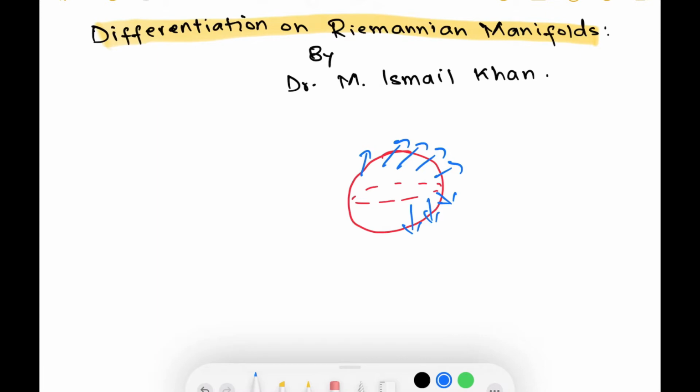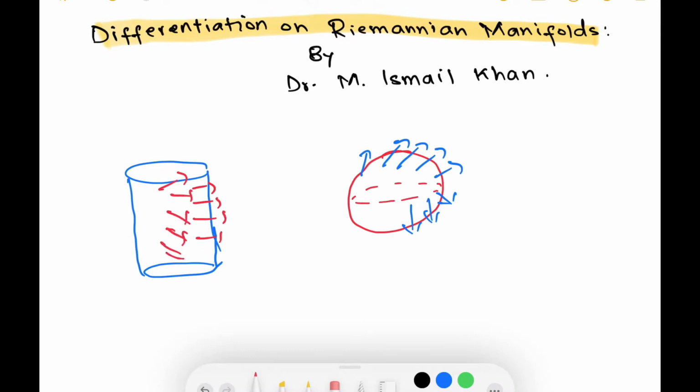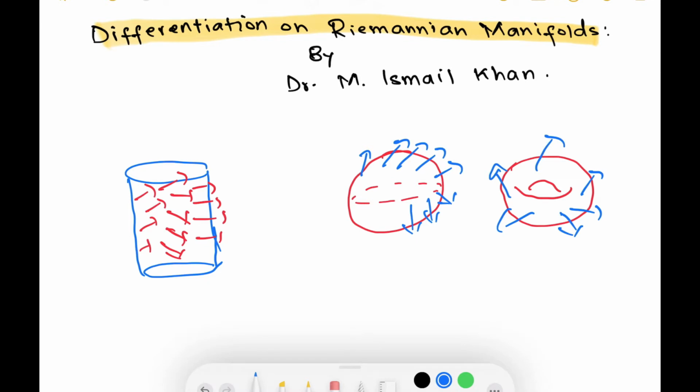Let me say if we have some cylindrical surface, and there is some vector field over the surface of the cylinder. It can be in different manner. So, how can we take the rate of change of this vector field on the surface of the cylinder? Similarly, we can have a donut shape, a torus shape, and there is some vector field over here. We say this vector field is represented by E.